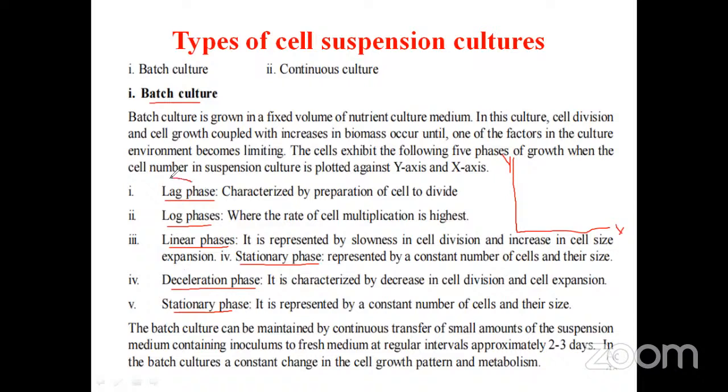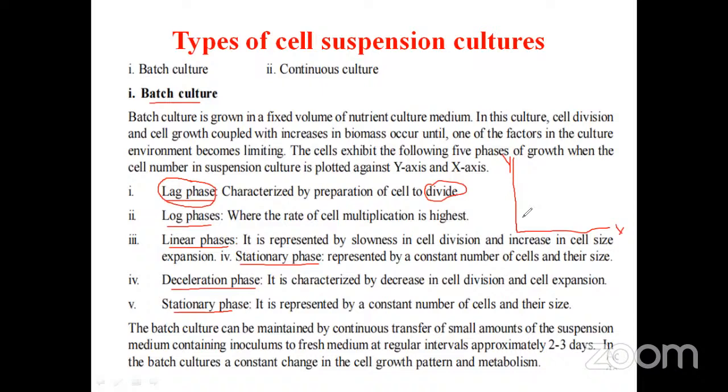The lag phase is actually the first phase in batch culture. In the first phase, there is preparation of the cells for division. Here in the first phase, all metabolic activity occurs but there is no growth. Lag phase means there is no growth. Let's change color.